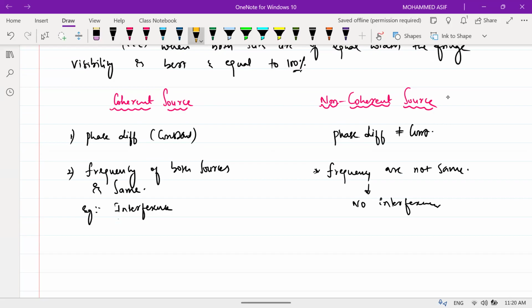Clear? Phase difference is constant for coherent, and the frequency of both sources is also the same. Interference can be seen in this one. Whereas in non-coherent, phase difference is not constant and frequencies are also not constant. They are called non-coherent sources. Clear?